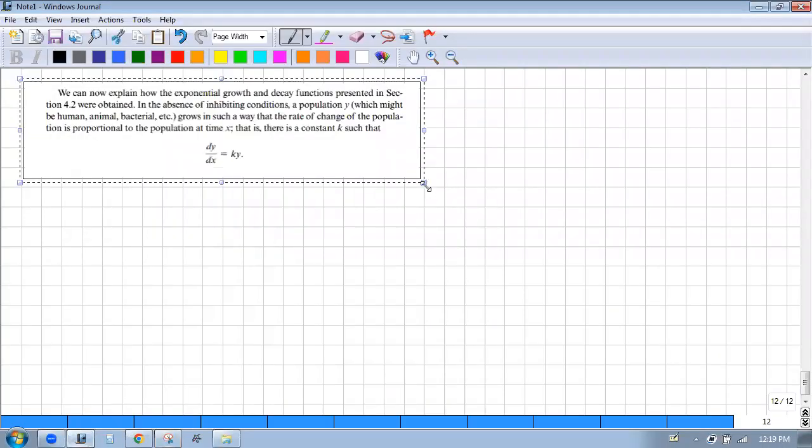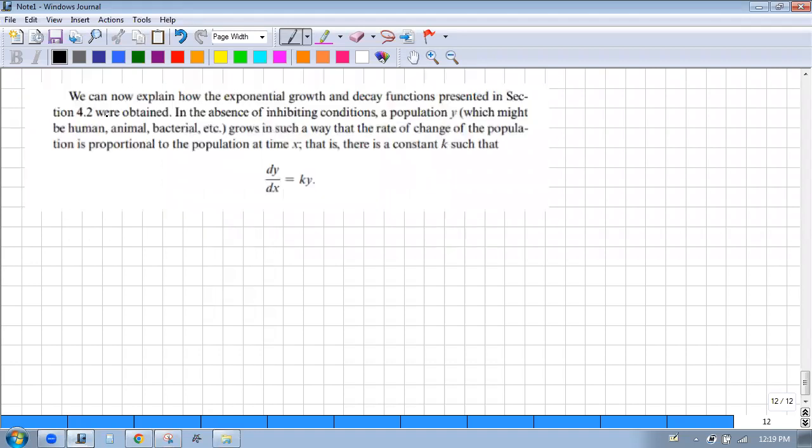Now explain how exponential growth and decay functions presented in 4.2 were obtained. In the absence of inhibiting conditions, a population grows in such a way that the rate of change of the population is proportional to the population. The more people there are, the more people are having babies. So the rate of change is bigger for a bigger population. All right, that's what they're saying. The rate of change of population is proportional to the population.